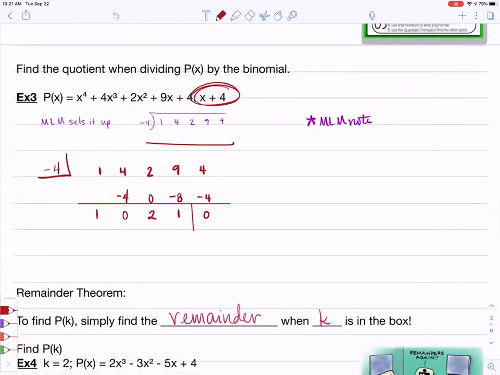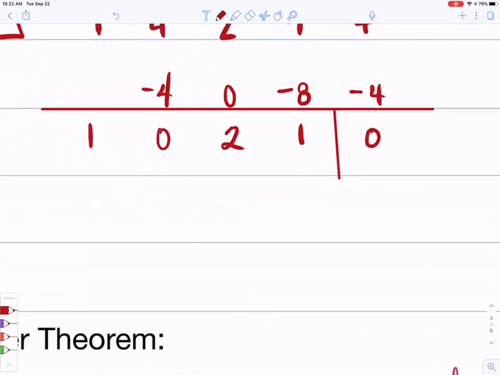Now, let's go back to the directions. I was told to find the quotient when dividing. So the last number, according to the video, is always going to be your what? Remainder. And what's this guy? Your quotient. Now, it doesn't look quite right though because all the variables are gone. We have to put the variables back in.